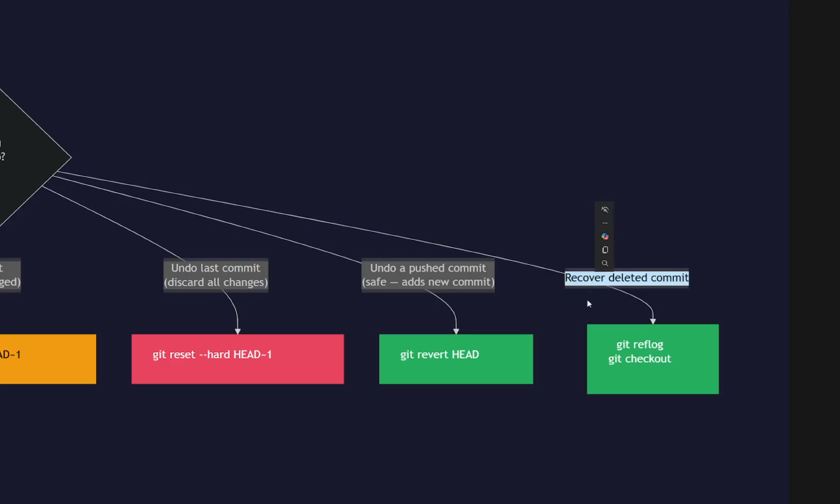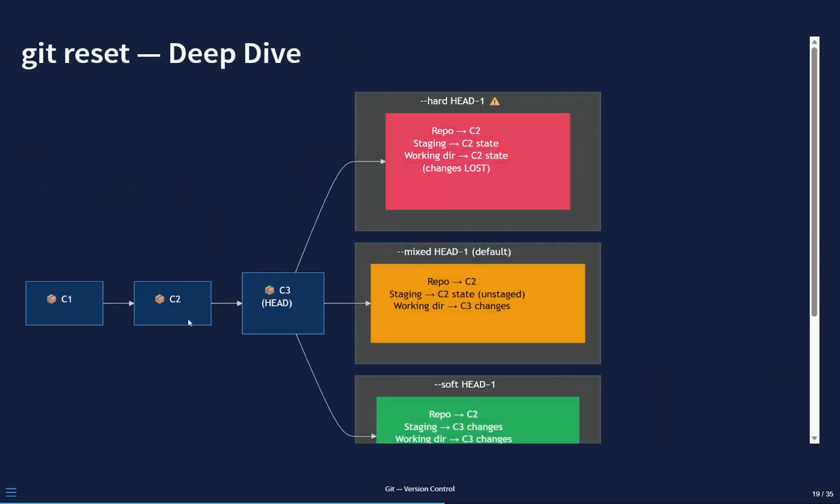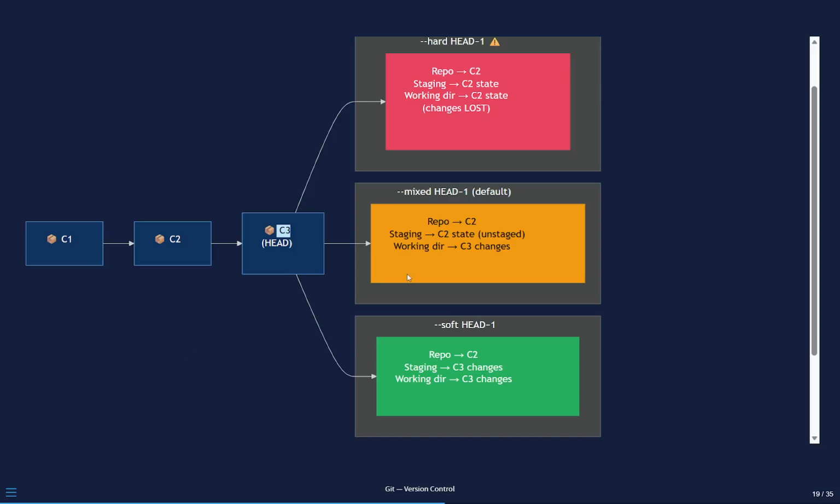Next, let's solidify the 3 modes of git reset with a precise diagram. We have 3 commits, C1, C2, and C3, which is the current HEAD. We run git reset HEAD~1, meaning move back 1 commit. What happens depends on the flag.